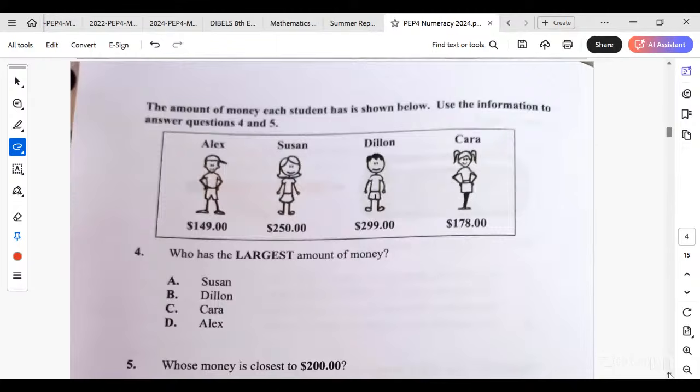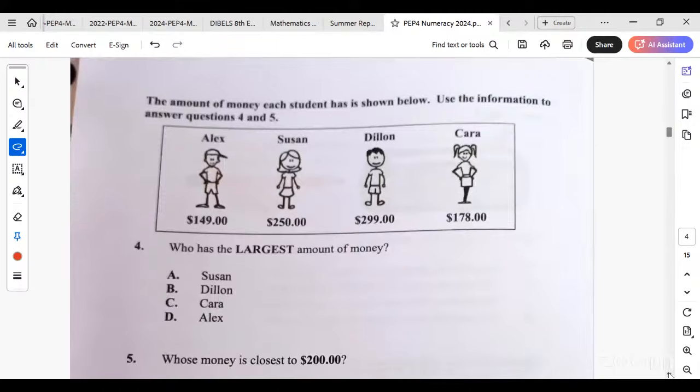Question 4. The amount of money each student has is shown below. Use the information to answer questions 4 and 5. Who has the largest amount of money? So we have Alex with $149, Susan $250, Dylan $299, and Kara $178. Who has the largest amount of money? That would be Dylan, $299. The answer is B.